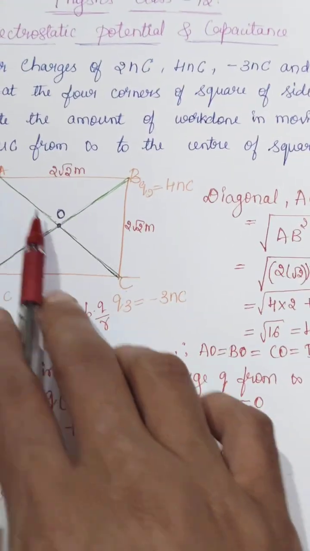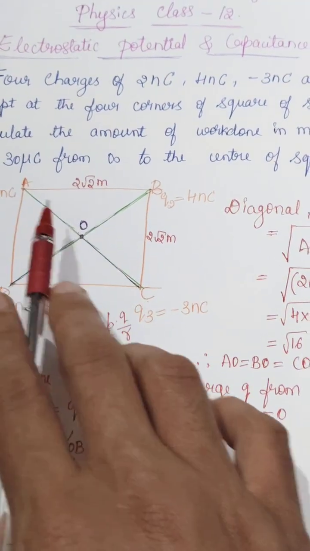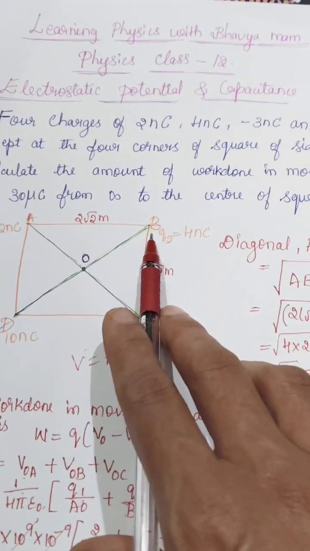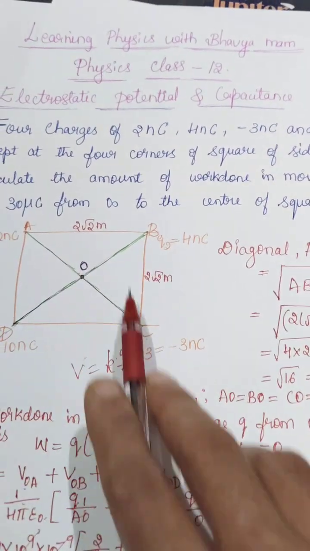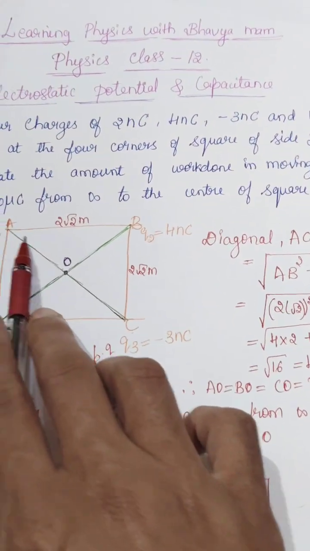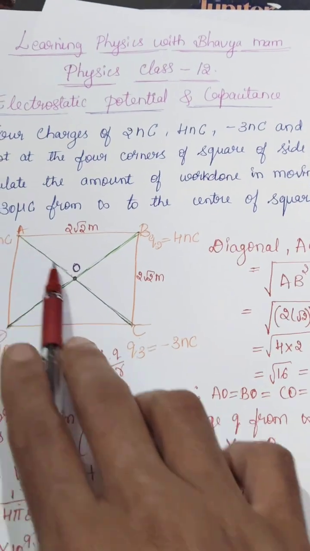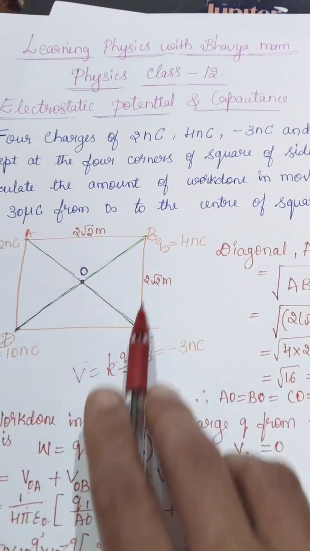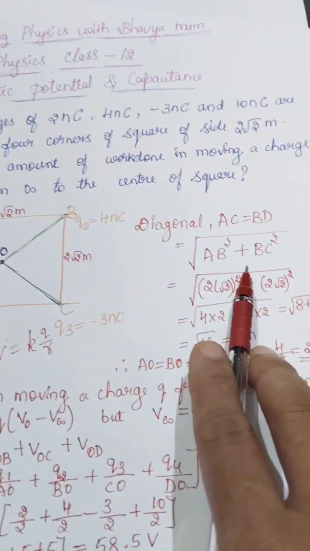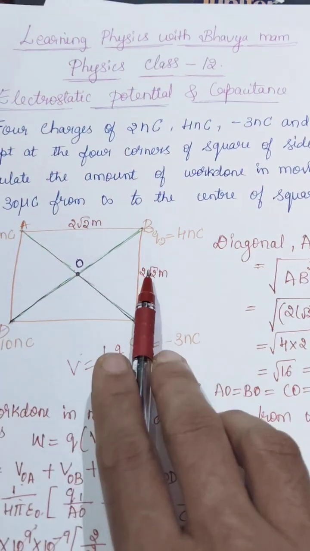And you will get 1 mark for calculating the diagonal. So what is the formula? Using Pythagoras theorem, we can calculate the diagonal. So here there are two diagonals, right? One is AC, another one is BD. So AC and BD are both equal. This is the hypotenuse of a right angle triangle, right? So AC square is AB square plus BC square. Therefore, AC is equal to square root of AB square plus BC square.